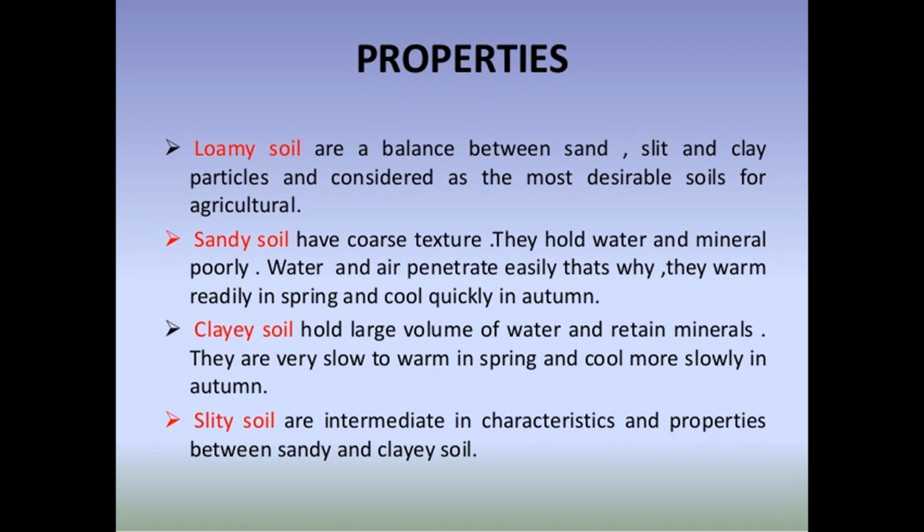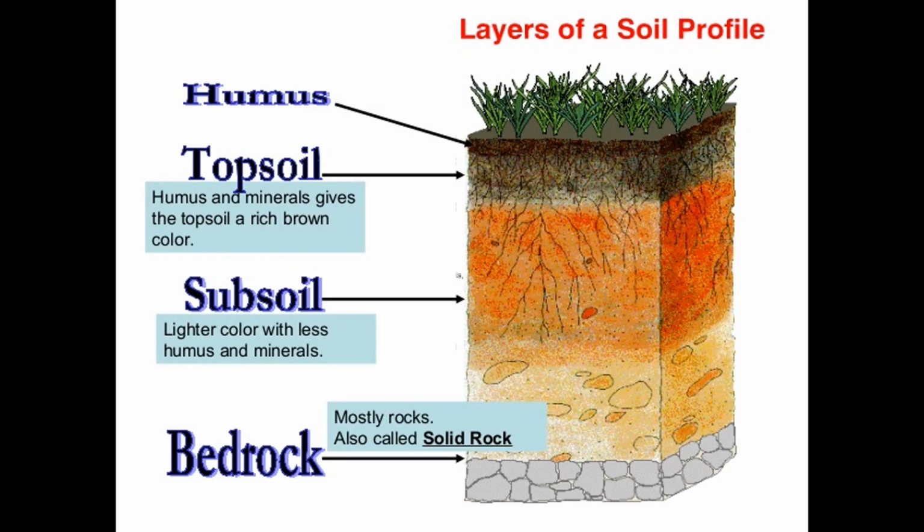Now we want to get a good idea of the different layers of a soil profile. You have at the top the humus, then you have the topsoil, which is humus and minerals. It gives the topsoil a rich brown color. Then you have the subsoil, which is lighter in color with less humus and minerals. And at the bottom you have the bedrock, which is mostly rocks, also called solid rock. So those are the different layers of a soil profile from top to bottom.